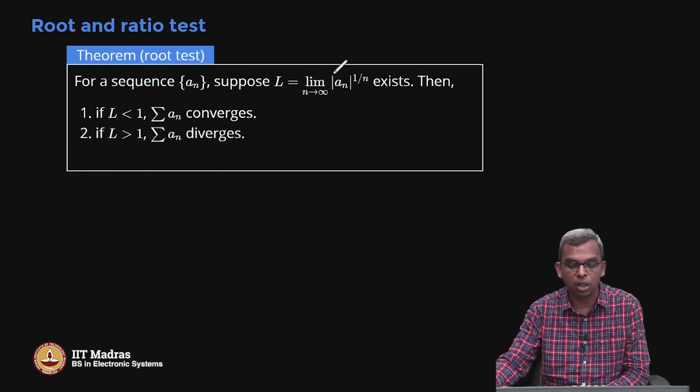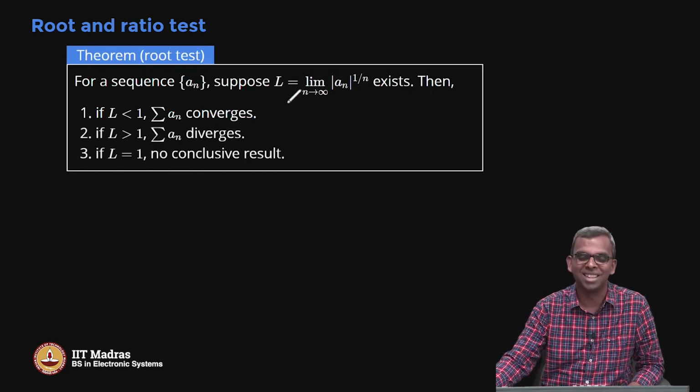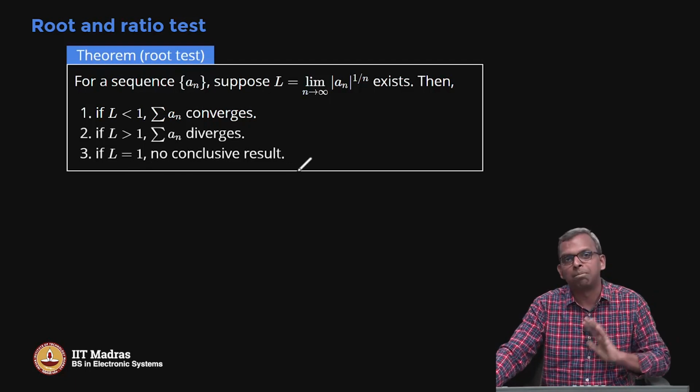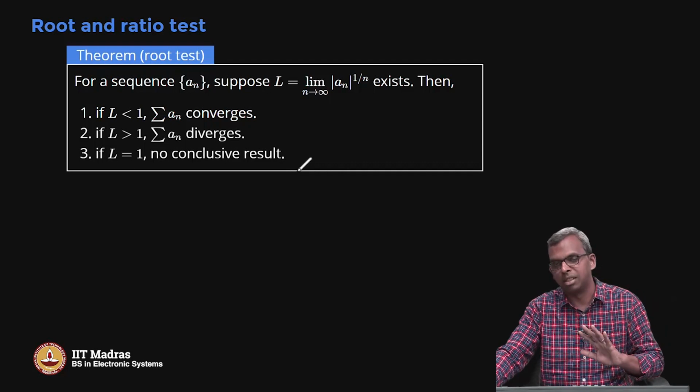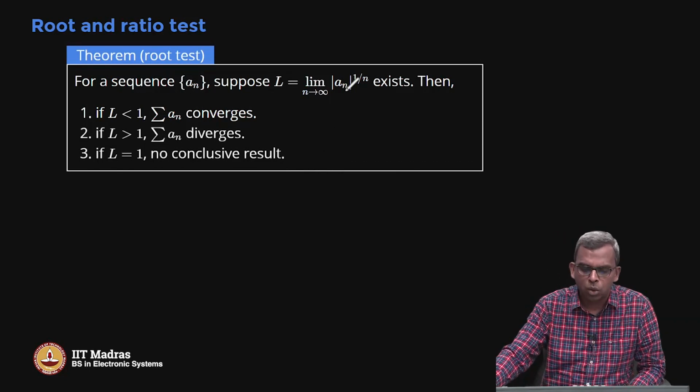That's why it's called the root test: you're taking the nth root of the absolute value of a_n. However, if L is 1, which may happen in many cases, you cannot say anything conclusive. Both can happen. It may diverge, it may converge. So, this is called the root test. Root test is very nice.